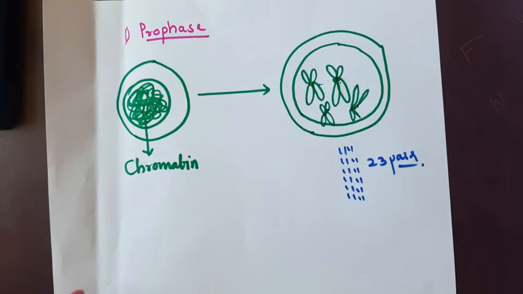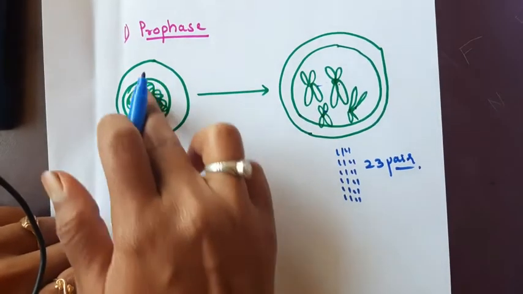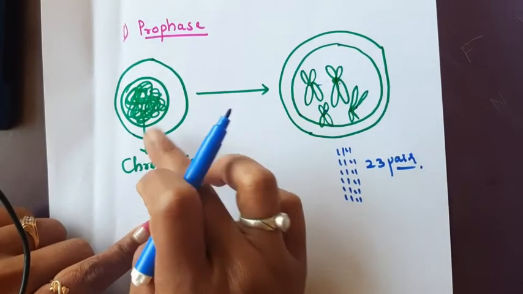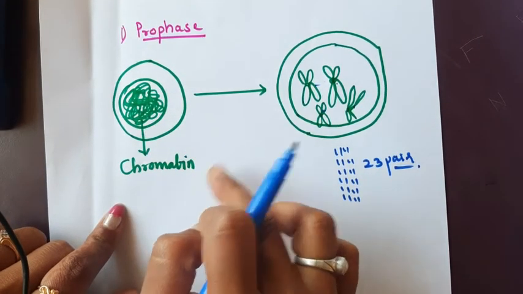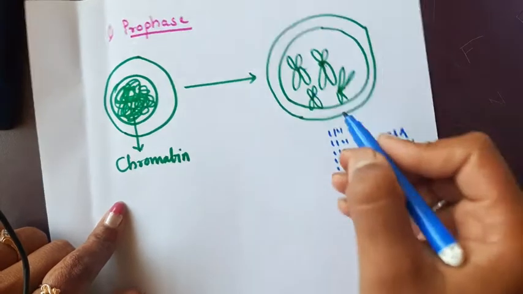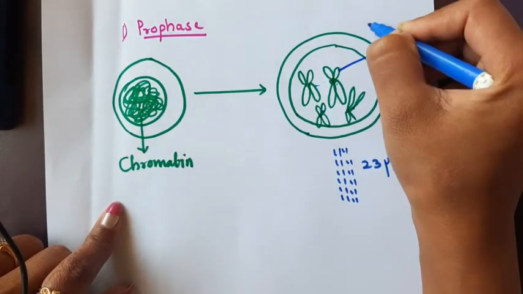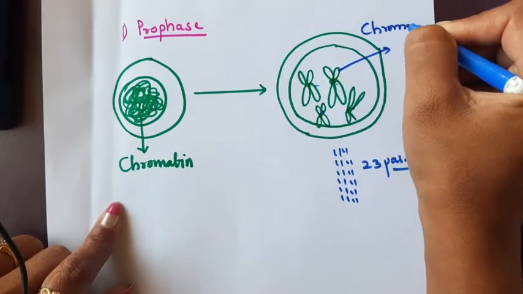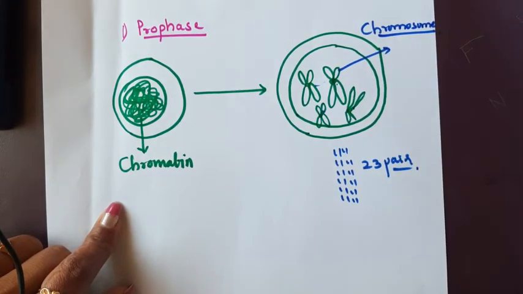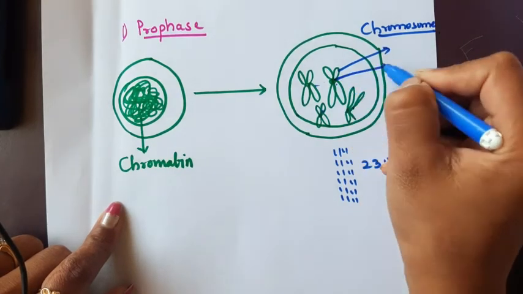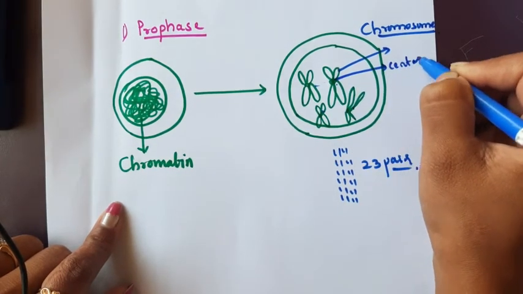Okay, during the prophase the chromatin material which is present in the nucleus is going to condense to form a chromosome. Chromosome structure we already discussed in the previous chapter. This is the chromosome. The chromosome gets attached to the centromere. This is a centromere, you already know that.